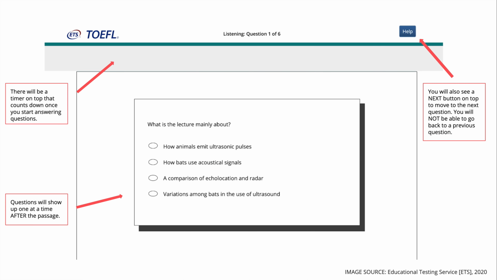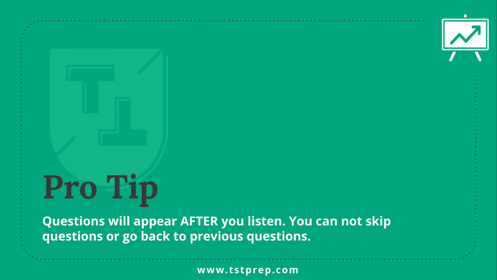After you hear the lecture or the conversation, the questions will come up, and they'll come up one at a time. There'll be a timer that counts down on the top. We don't see it here. You'll see a button that says next that you press when you go to the next question. Be aware that the questions show up one at a time. You cannot skip questions, and you cannot go back to questions either. So something to keep in mind. Pro tip here: questions will appear after you listen. Don't skip questions. You cannot go back to previous questions. So make sure you go one question at a time.